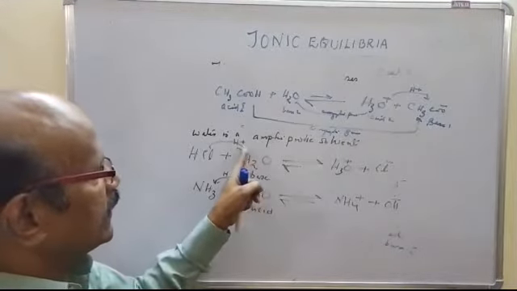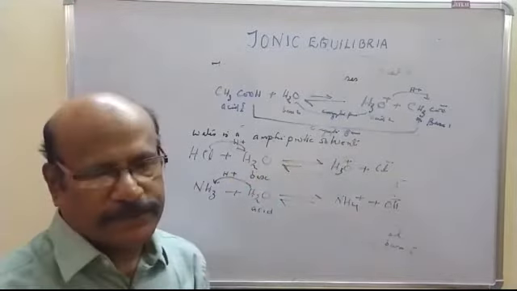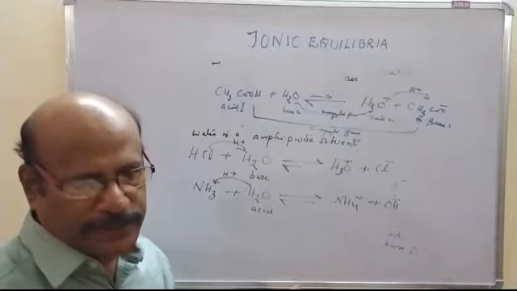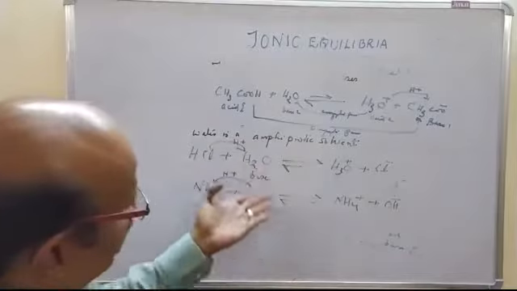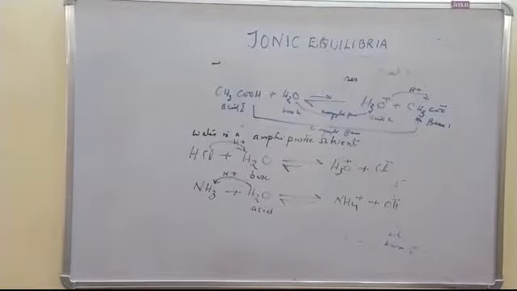In this case, water acts as a base by accepting a proton. Therefore, water is considered an amphiprotic solvent. Bicarbonate is also an amphiprotic species. All these are examples. Water is a solvent, and it is considered an amphiprotic solvent.